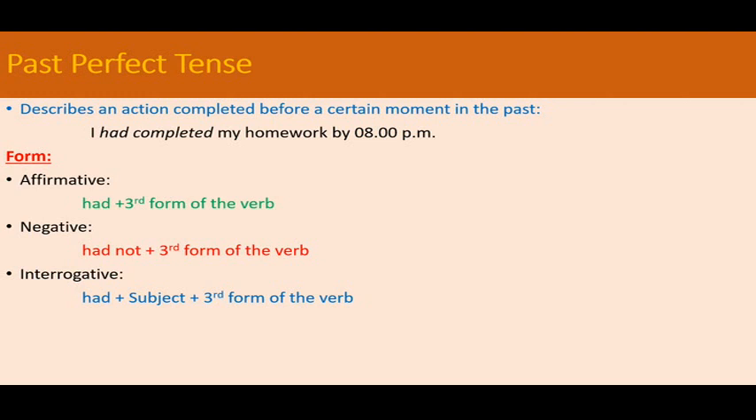The third part of past tense is past perfect tense. It describes an action completed before a certain moment in the past. Example is I had completed my homework by 8 p.m. And to make past perfect tense, we make use of the helping verb had plus the third form of the verb.